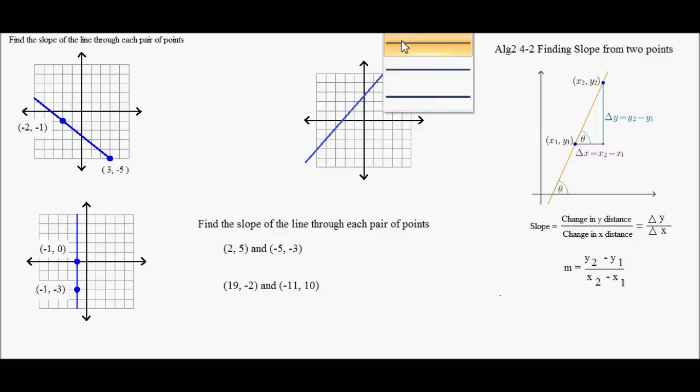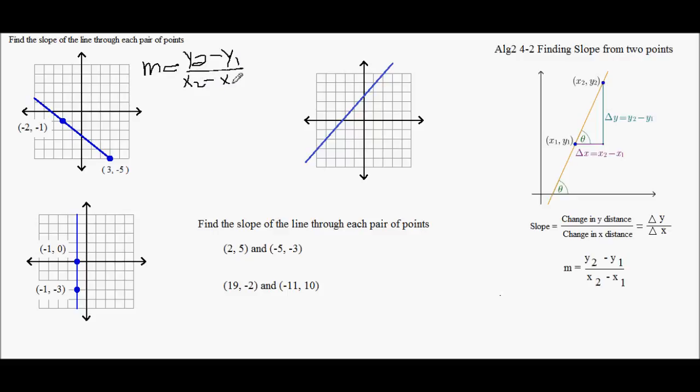So here we go. I'm going to put m equals y2 minus y1 over x2 minus x1. Now let's say this is x1, y1. Okay, we'll say this is x2, y2. So y2 is negative 5, minus, and this is minus y1. Well, y1 is minus 1, over x2, which is 3, minus, and then x1 is minus 2, so it's minus 2.